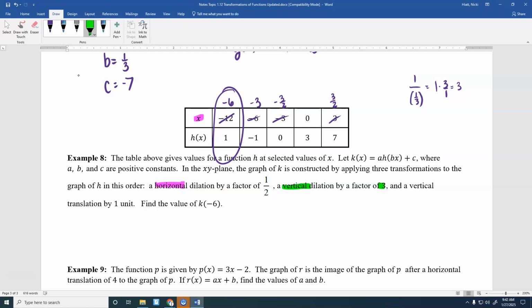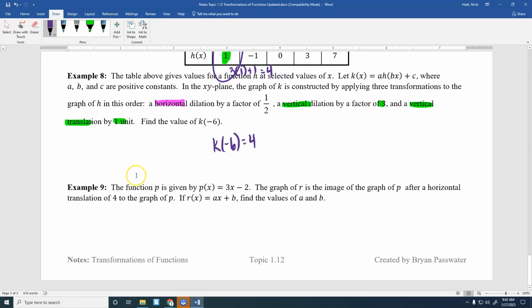So if I have a vertical dilation by a factor of 3 and a vertical translation of 1, then that's affecting this number right here. And so I'm multiplying by 3, so I have 3 times 1, and then I'll need to add 1 to that, which will give me 4. So I will get k of -6 will equal 4. We could do it for the other values, but they're only asking us about whenever our x value is -6, so it's only necessary to do it for this point right here.